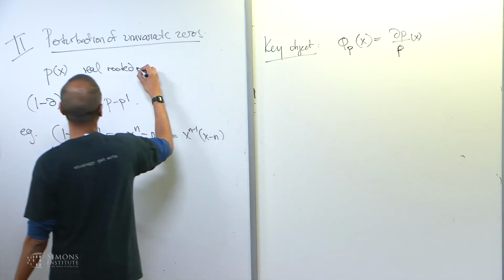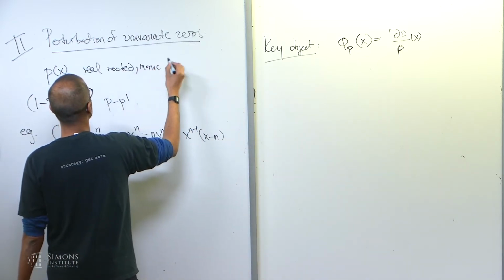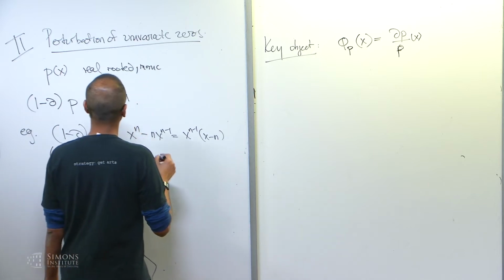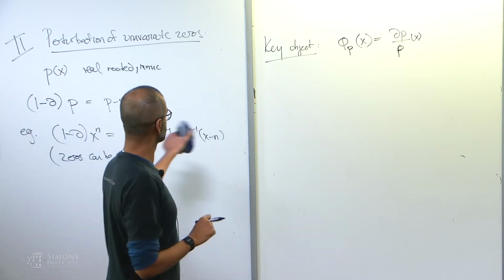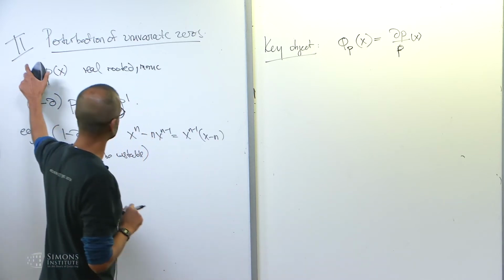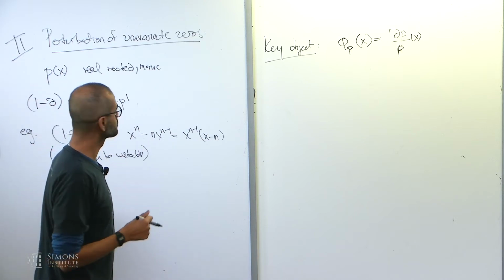Okay, let's assume the polynomial is monic. So are we still in the univariate case? Yeah, this is all in the univariate case. I'll tell you when I'm switching to the multivariate case. Okay.